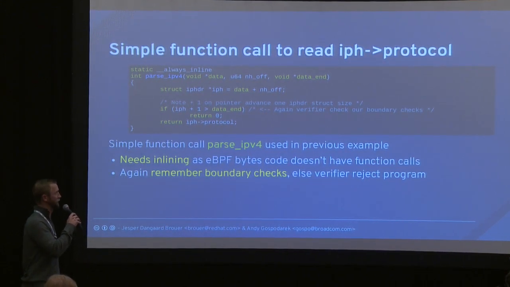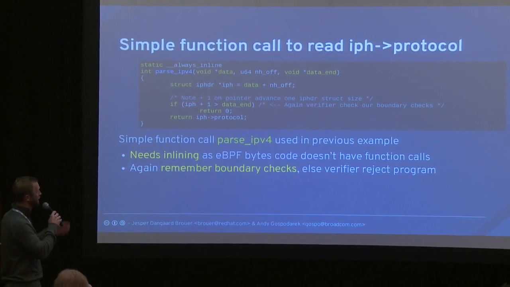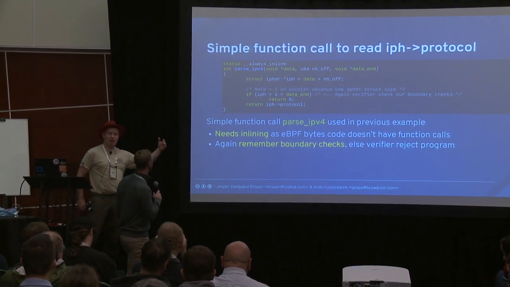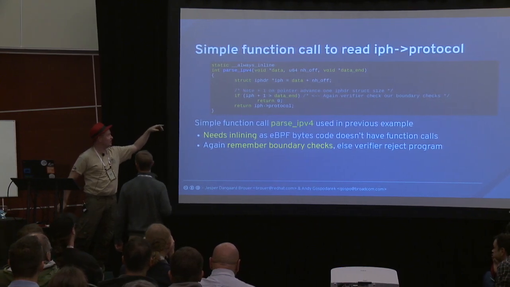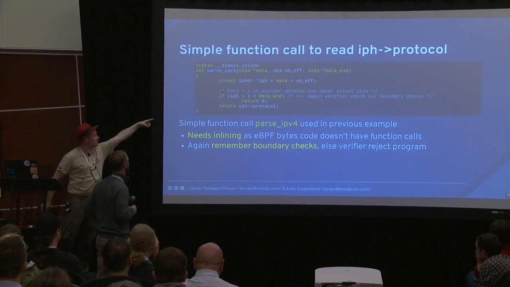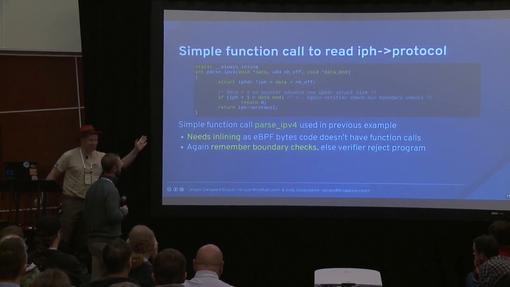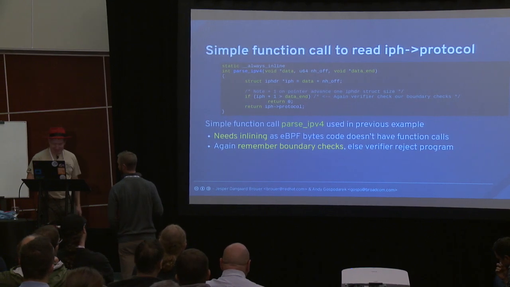So we do our IPH plus one for fun pointer math tricks to appease the verifier. And then we can just return IPH protocol and we can do a check. And the plus one here, for people who don't usually code C, is that this is a pointer to a struct, so we advance the size of the struct once. People that don't read C code that much, though, we had a full comment for that.